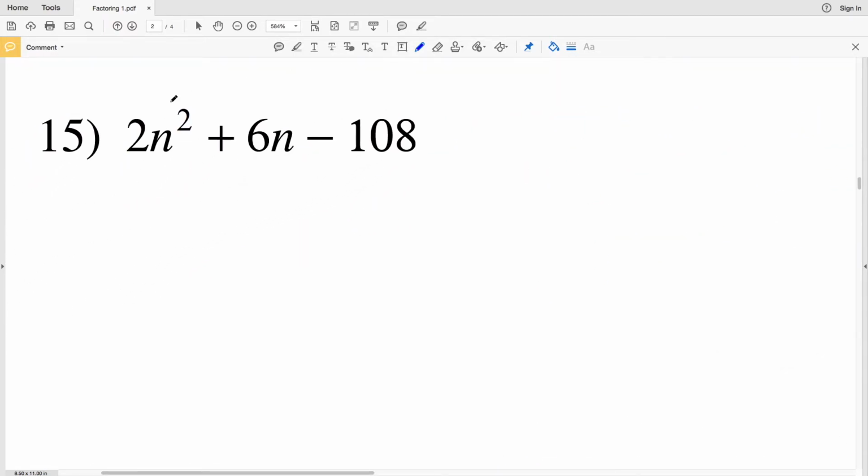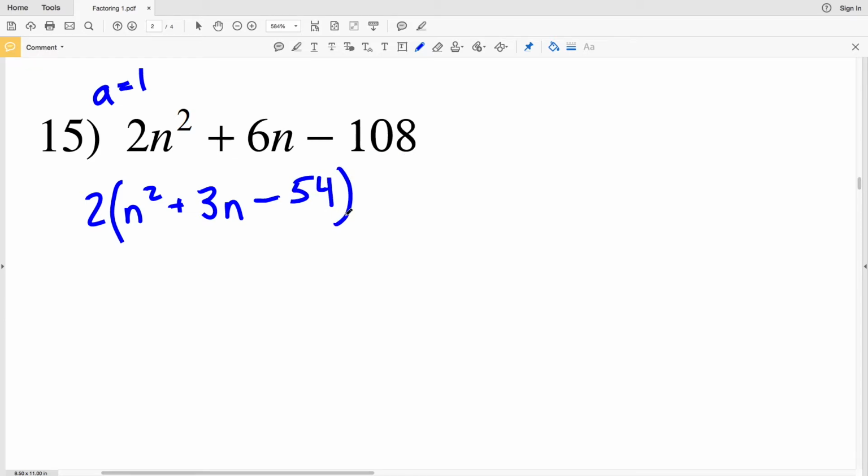And number 15, our a is a 2. However, we want a to equal 1. And in order to do that, I need to pull out a 2 from each of these terms. So as opposed to having 2n squared, I'll do 2 times n squared plus 2 times what will give us 6n. Well, if we were to divide 6 by 2, we would get 3. So 2 times 3n would give us 6n, and then 2 times what will give us 108. If we were to divide 108 by 2, we would get 54. So you can see I did not change the value of this polynomial in number 15. I just pulled out a 2 from each of the terms.